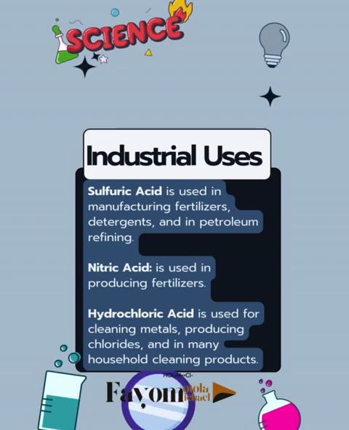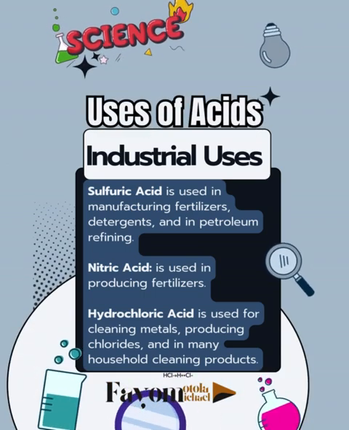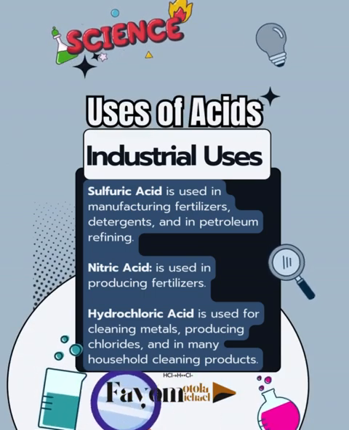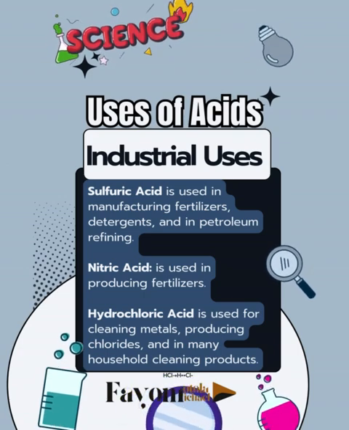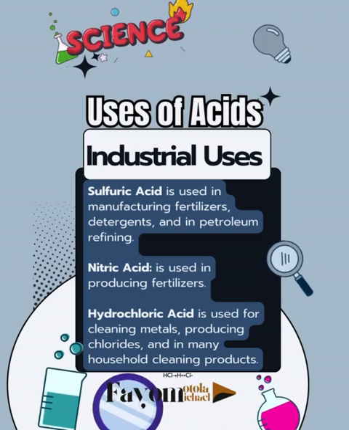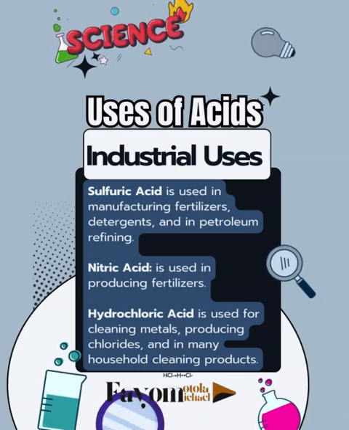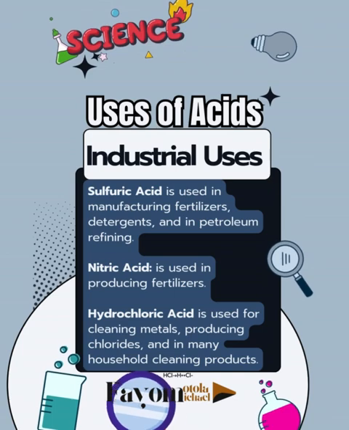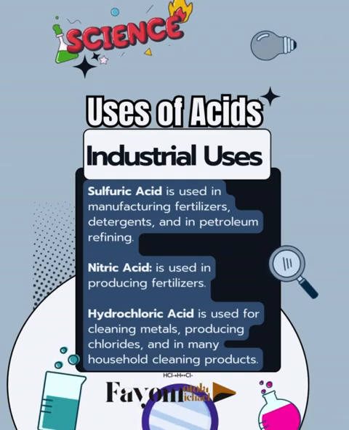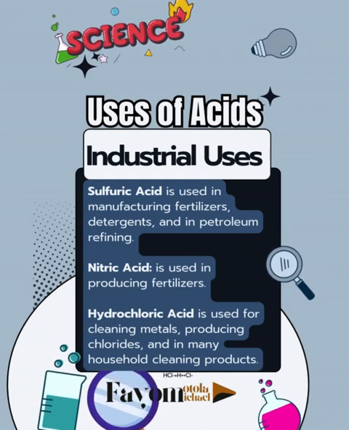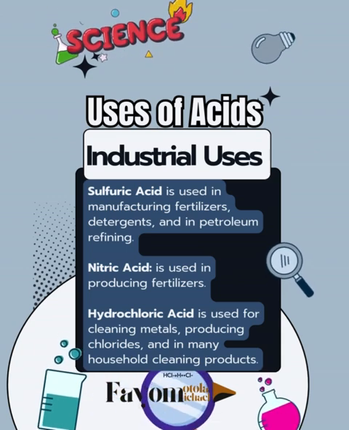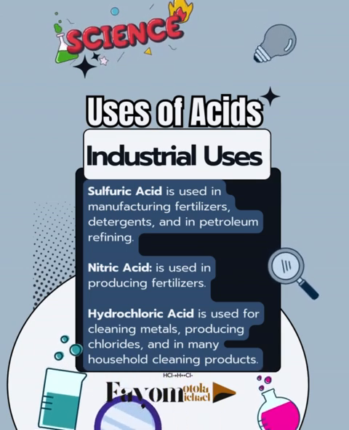The uses of acid are for industrial purposes, in manufacture of fertilizer and detergent. In the case of sulfuric acid, used in manufacturing fertilizer, detergent and petroleum refining. Nitric acid is used for fertilizer, also hydrochloric acid for cleaning metals and producing chlorides, and in some household cleaning products, those ones that are used in toilets and some other things.